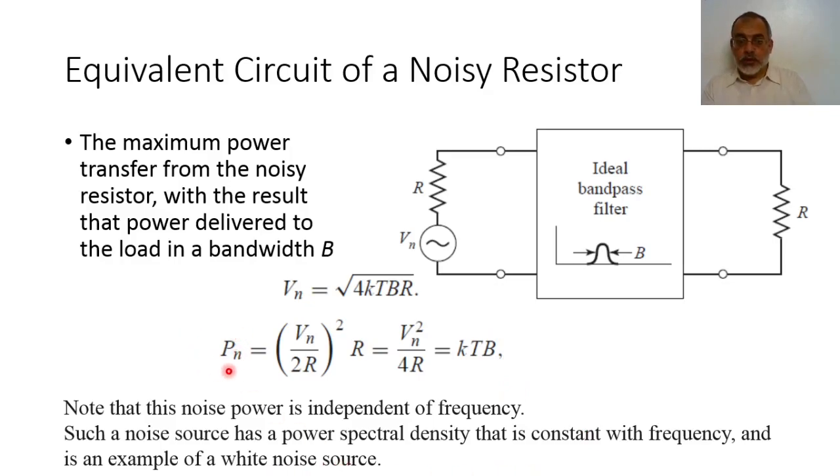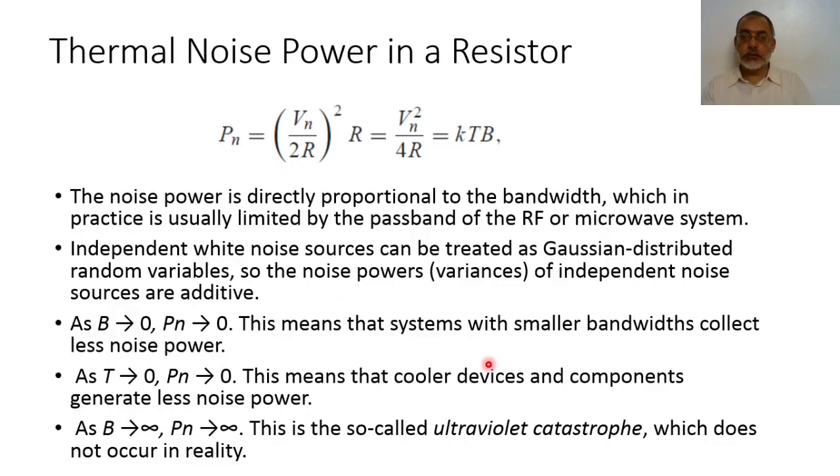So the noise power from a resistor due to thermal noise is kTB. K is Boltzmann constant, T is the temperature, B is the operating bandwidth. Also, it can be noted that the noise power is directly proportional to the bandwidth, which in practice is usually limited by the passband of the RF or microwave system.